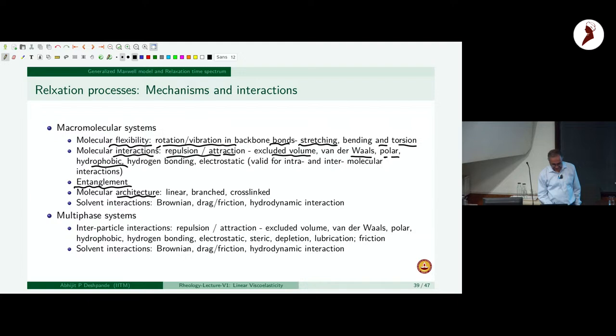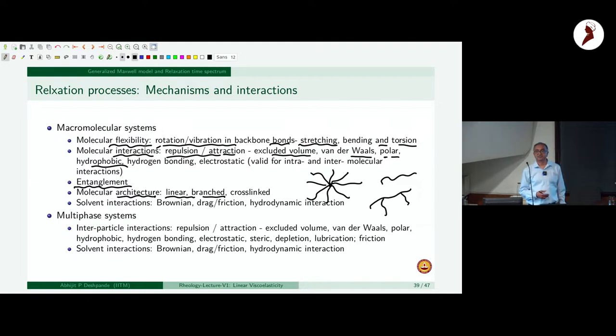The molecular architecture, in terms of linear or branched, makes a big difference. And there has been a lot of work related to star-like polymers. This has a very different molecular architecture compared to a linear polymer or a branched polymer. So molecular architecture also plays a very significant role in terms of what relaxation modes are present in the system. And of course, if it's a solution system, then interactions with solvents.